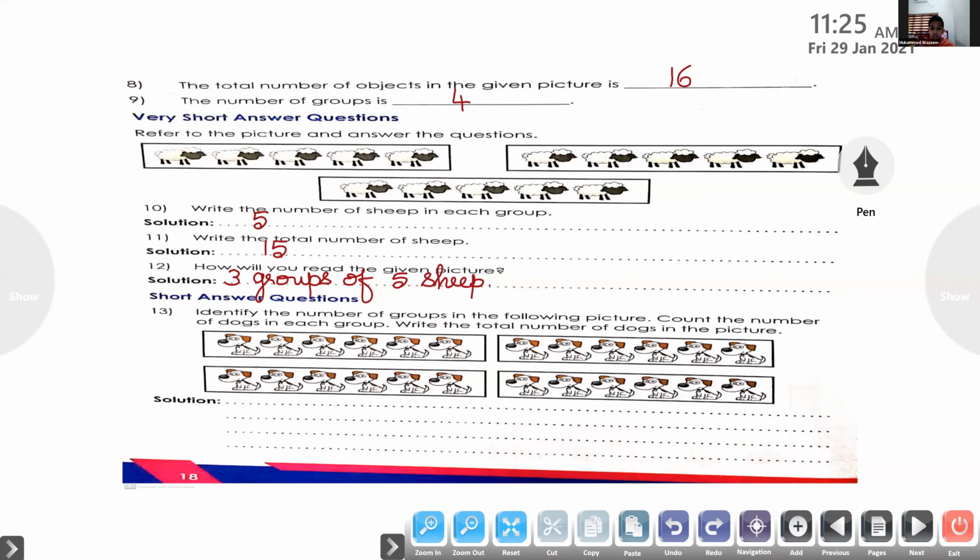Number of groups is equal to... How many groups are there? 4 groups. Yes. Good. Number of groups is equal to 4.